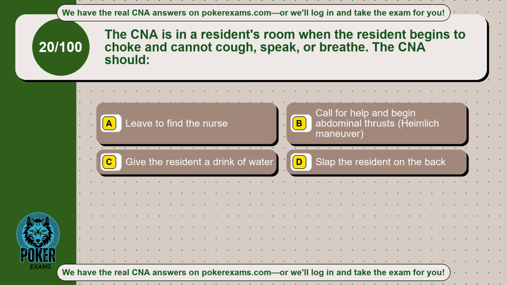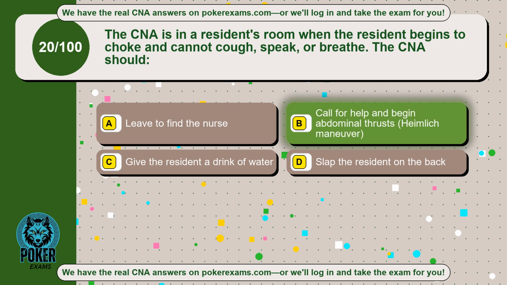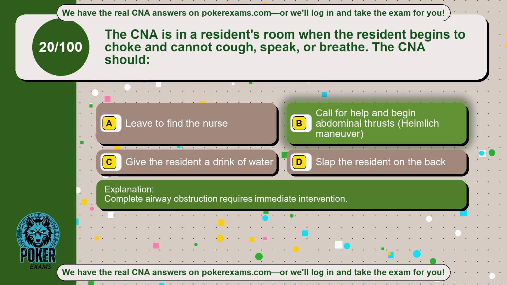Question 20. The CNA is in a resident's room when the resident begins to choke and cannot cough, speak, or breathe. The CNA should: Option A, leave to find the nurse. Option B, call for help and begin abdominal thrusts, Heimlich maneuver. Option C, give the resident a drink of water. Option D, slap the resident on the back. The correct answer is option B, call for help and begin abdominal thrusts, Heimlich maneuver. Complete airway obstruction requires immediate intervention.